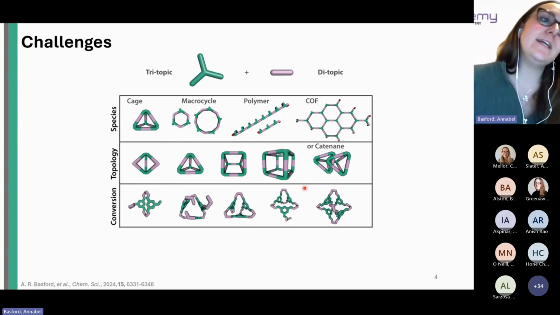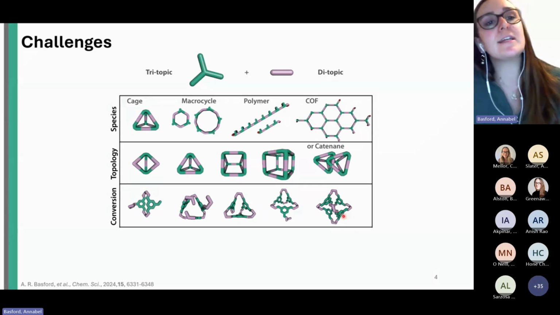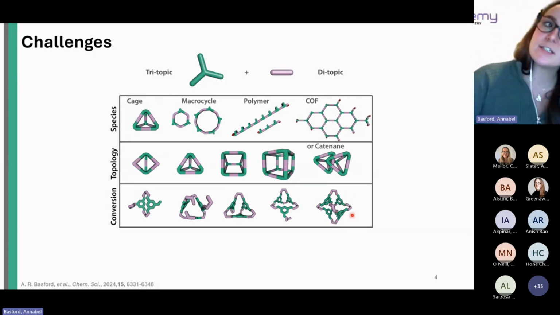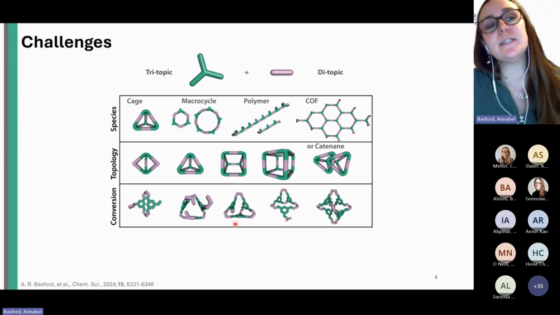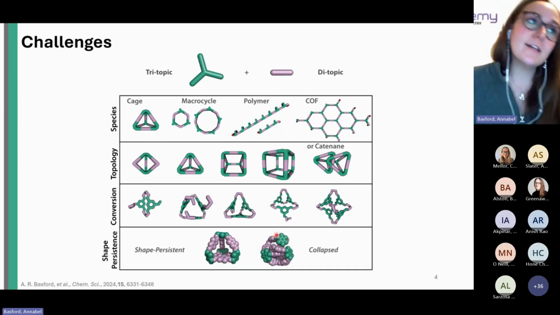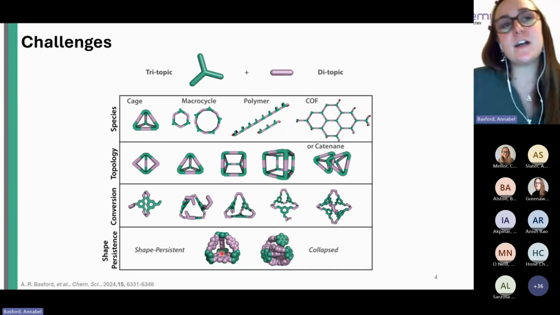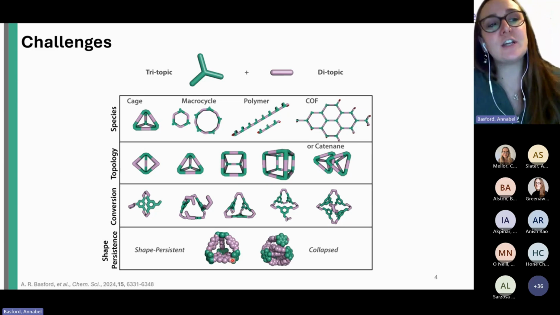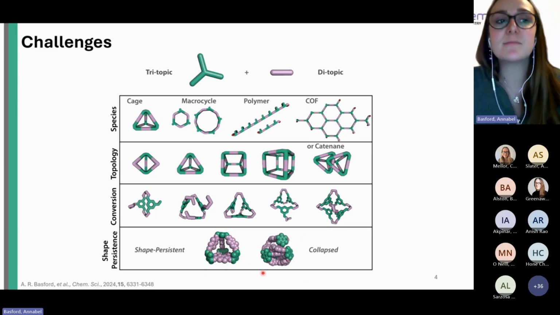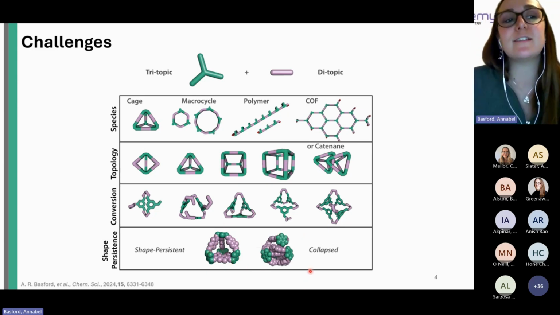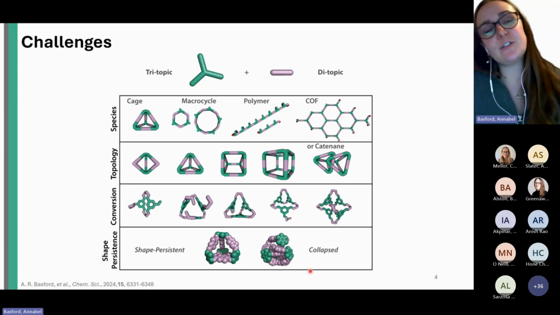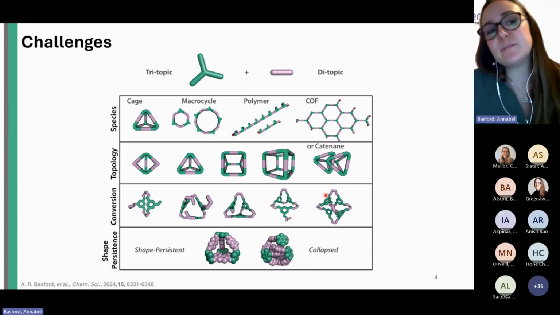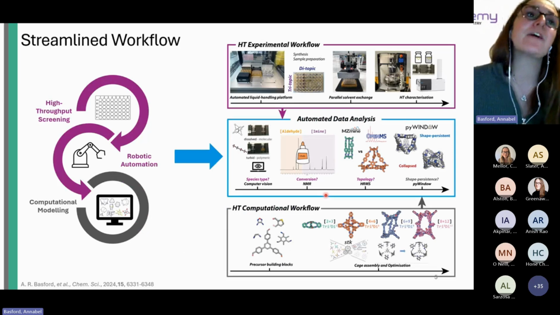And then we have our DCC reaction, so we can get a full conversion into what we think is the thermodynamic product, the cage, but we might see these cage intermediates on the way. And then finally, we've got the cage, it's the target topology, it's gone to full conversion, but whether it actually is shape persistent or it might still collapse in on itself into a higher density structure, we do not know. So all of these different factors make the design and targeting of these materials particularly difficult.